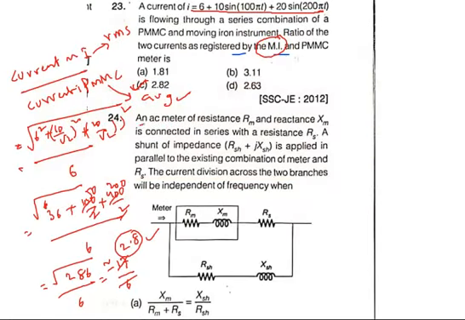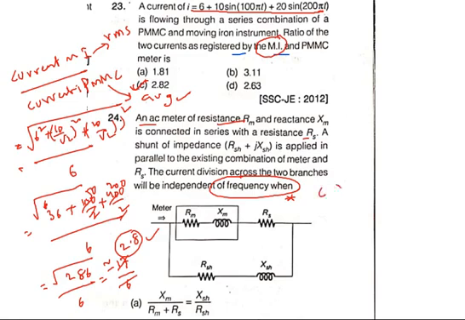Next question. An AC meter of resistance RM and reactance XM is connected in series with a resistance RS. A shunt of impedance RSH plus jXSH is applied in parallel to the existing combination of meter and RS. The current division across the two branches will be independent of the frequency. At which case is it independent of frequency? Very important. At which case will it not depend on frequency?